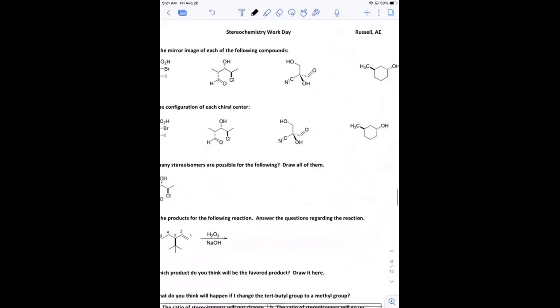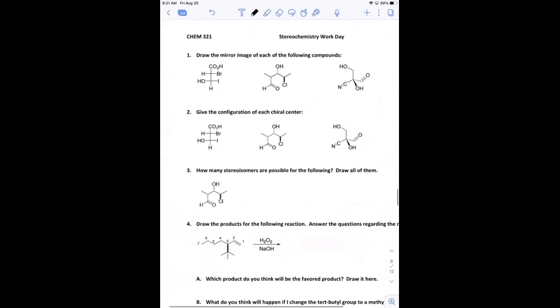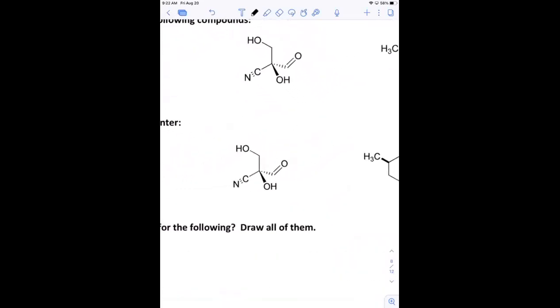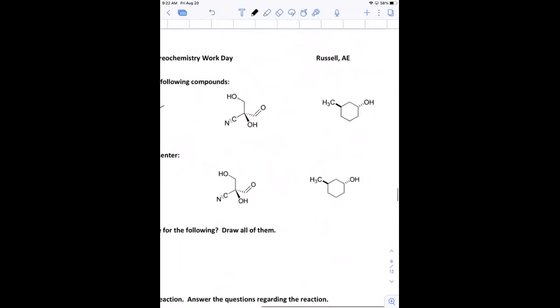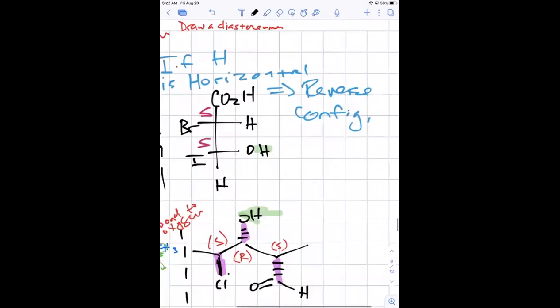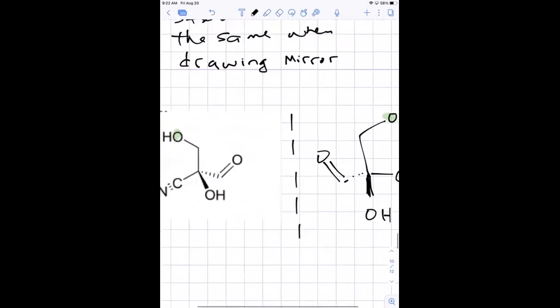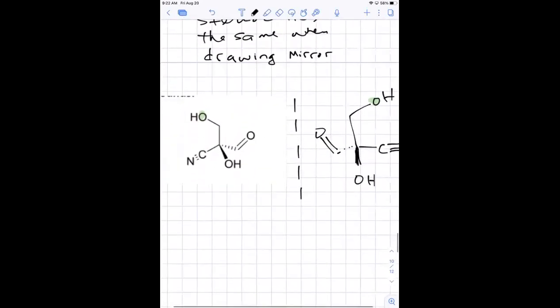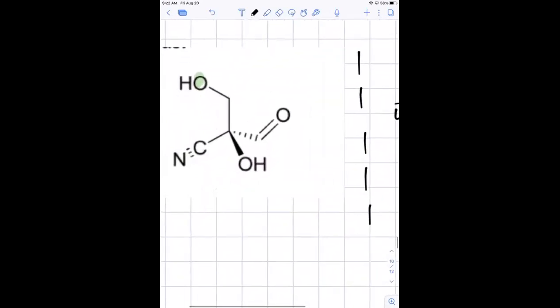All right, we've already done 2 and 3, because we've done the configurations, we've drawn the mirror images. The only one we haven't done is this one. So let's go ahead and do this one. I think I cut it already, just didn't get to it the other day. So we drew the mirror image. What's the configuration of this stereocenter? Let's pick out the groups.